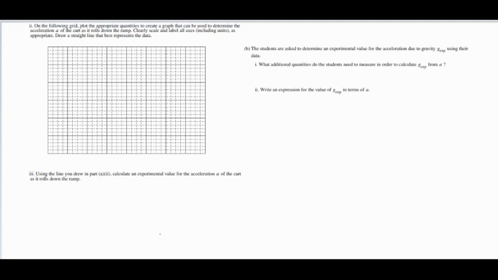The next part says, in the following grid, plot the appropriate quantities to create a graph that we can use to determine the acceleration of the cart as it rolls down the ramp. Clearly scale and label all axes, including units, as appropriate. Draw a straight line that represents the data. What I always recommend is that you label everything first, because you're not going to forget to plot the points on the actual graph, but you might forget to label everything on the graph. So I'm going to go ahead and label my axes and then put my title on there.